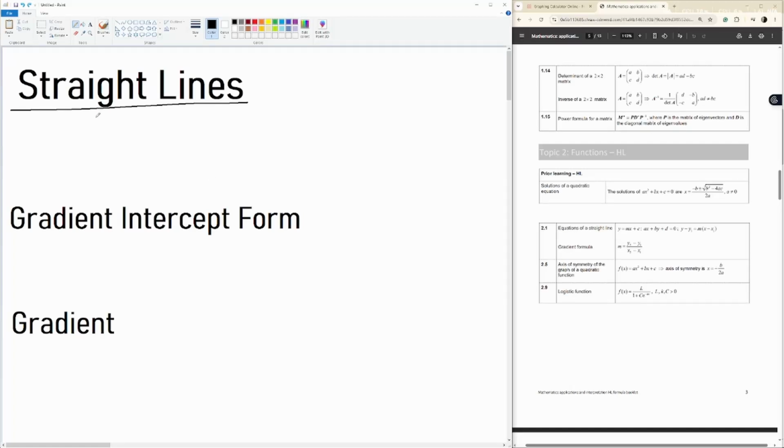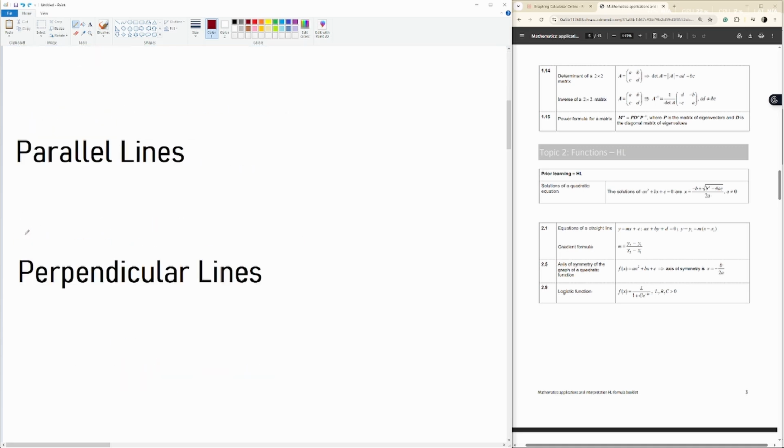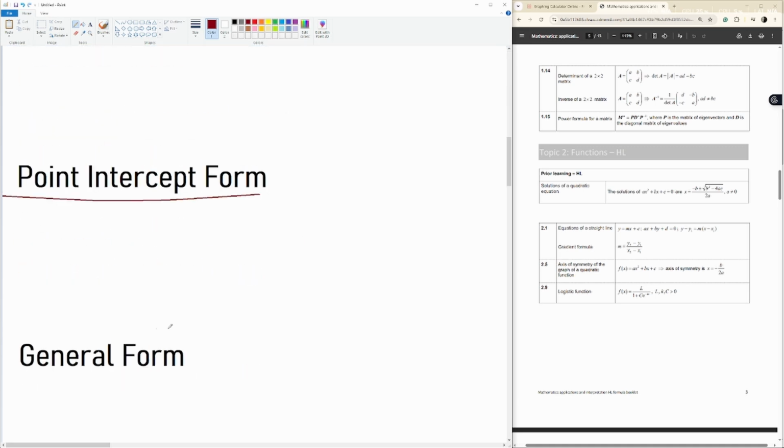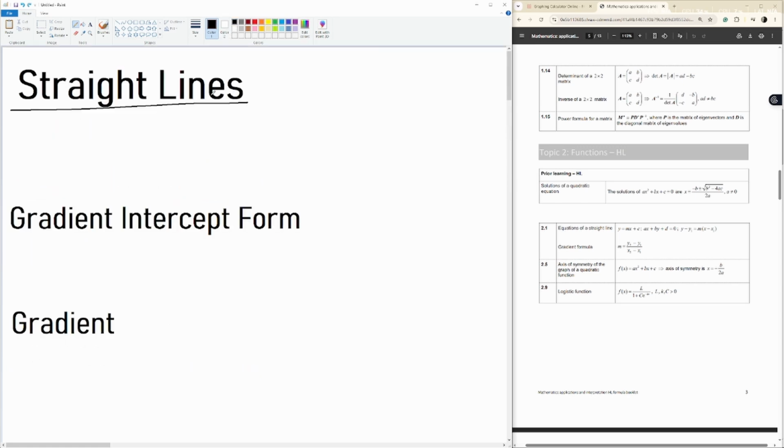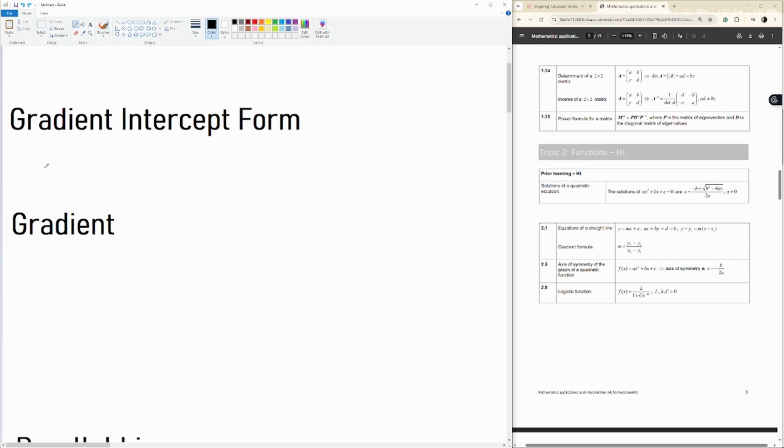In this lesson we're going to talk about straight lines, and mostly in straight lines there are three formulas. The first one is gradient intercept form, the second one is the point intercept form, and the third one is the general form. So the gradient intercept form is the simplest formula, mostly in IB, and it's y is equal to m times x plus c.